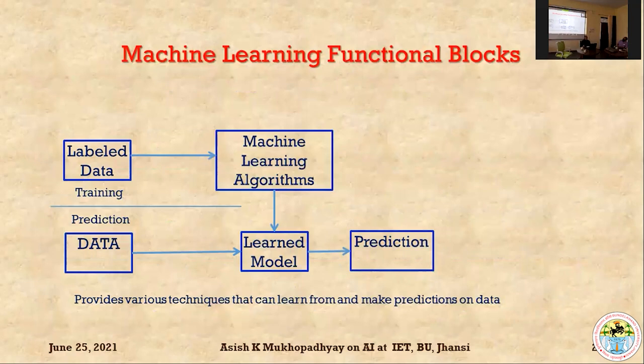The machine learning functional blocks, that means that level training is very important. Machine learning algorithms go through level data, it makes different algorithms and we put some models and prediction based on the data, and the data is passing the problem. If it is passed, the prediction is correct. If it is wrong, the data is correct.